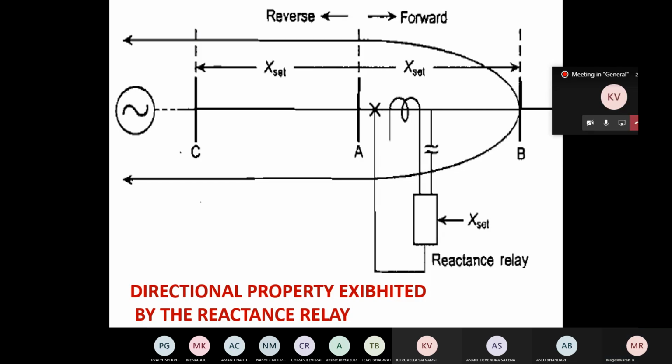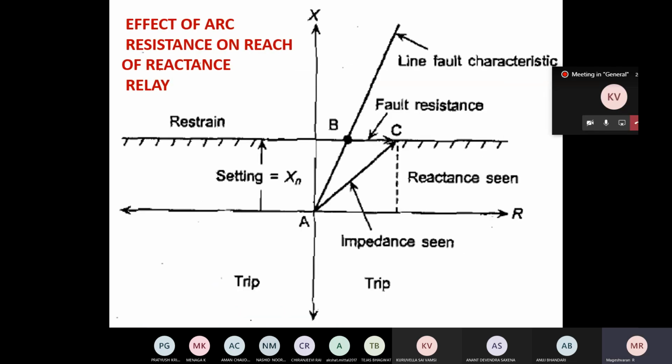Now again, directional property, that is the other important analysis we used to carry out. Again, you can draw a line just 180 degrees out of phase. With respect to the AB line, you can draw another line just like this in the third quadrant. Again, this line falls in the trip region only, that is in the third quadrant. Thereby, this is also not having any directional property. It will act for both forward faults as well as reverse faults. Both the faults it is going to operate.